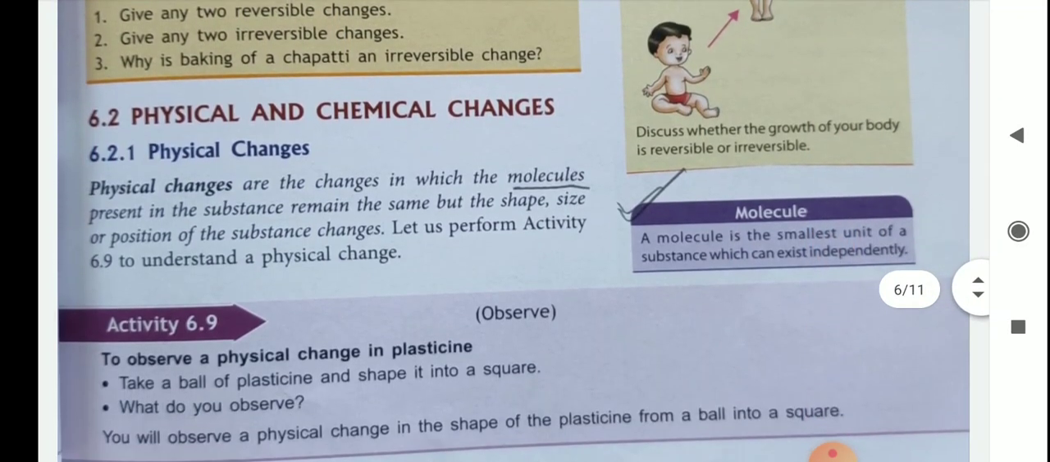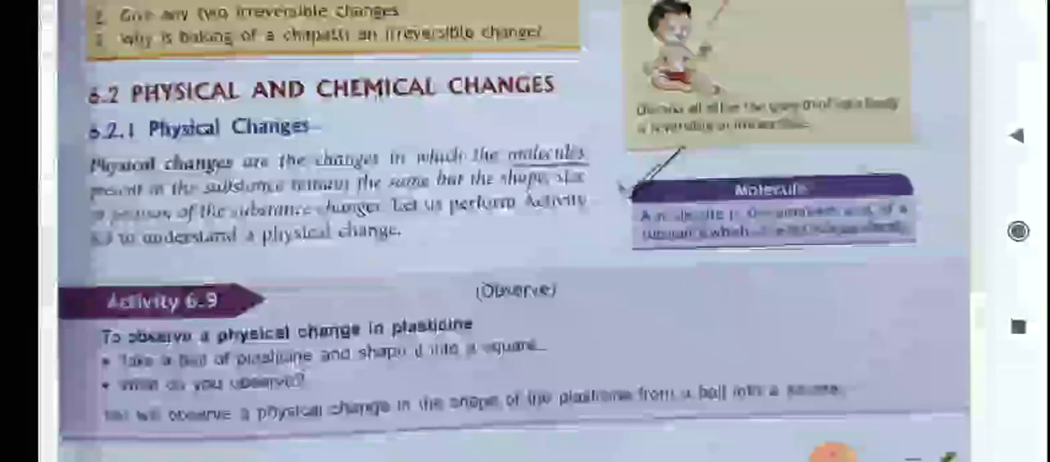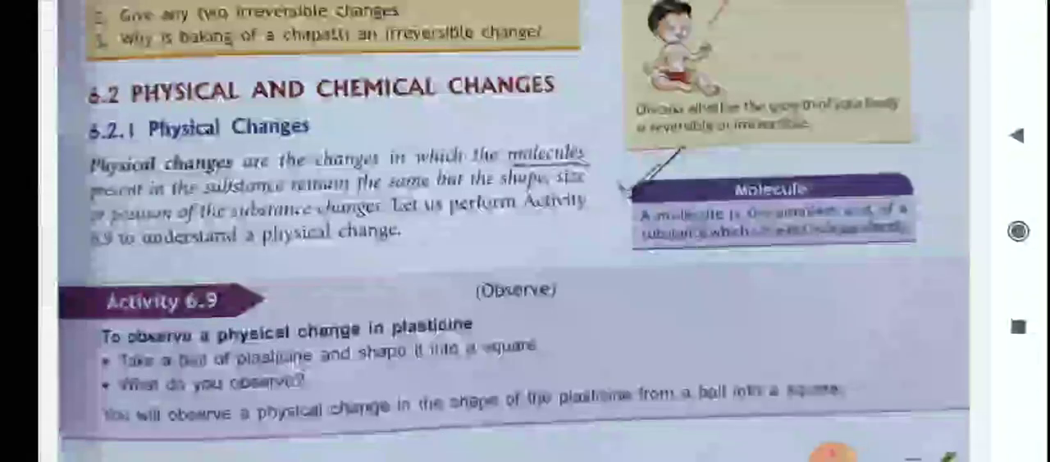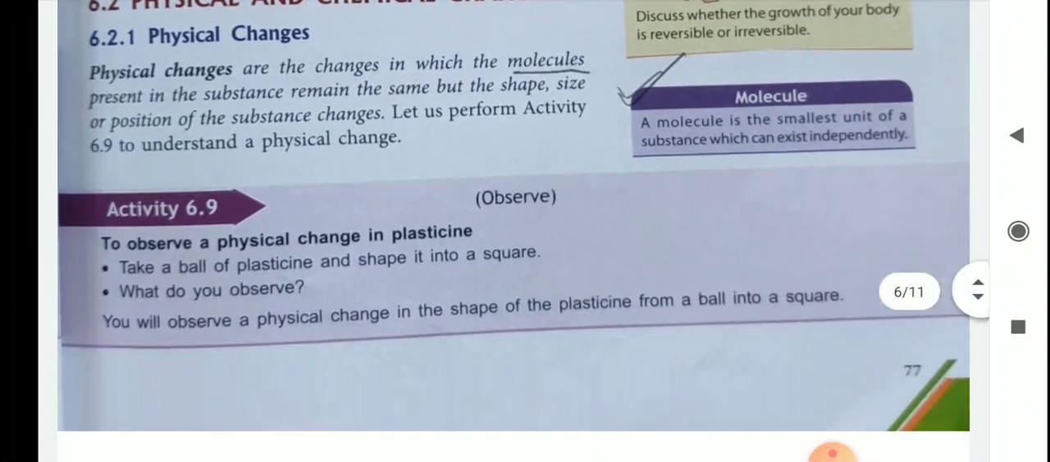Then we come to physical and chemical change. Physical changes are the changes in which the molecules present in the substance remain the same, but the size, shape and position of the substance change. Here, children, a molecule is the smallest unit of a substance which can exist independently.